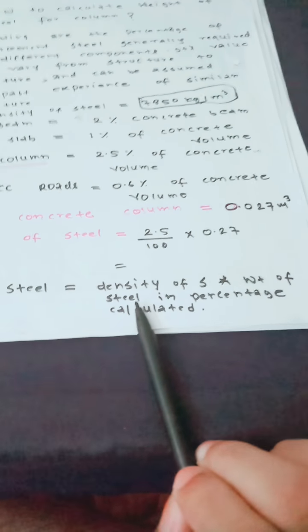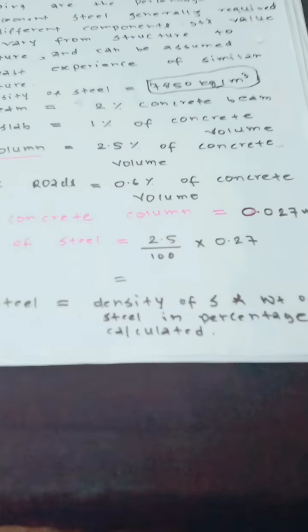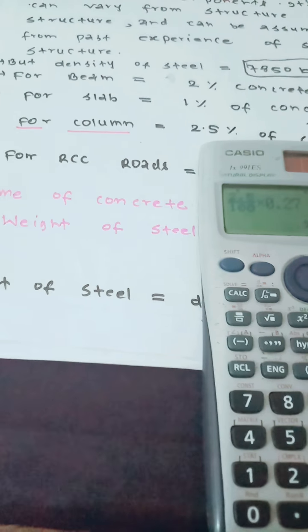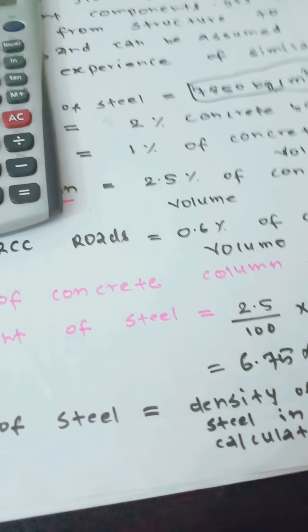Weight of steel is equal to density of steel into the percentage of steel calculated. How much percentage of steel have I calculated here? 2.5 divided by 100 into 0.27. This much it is coming, 6.75 into 10 power minus 3 kg per meter cube. So I have the weight also with me.